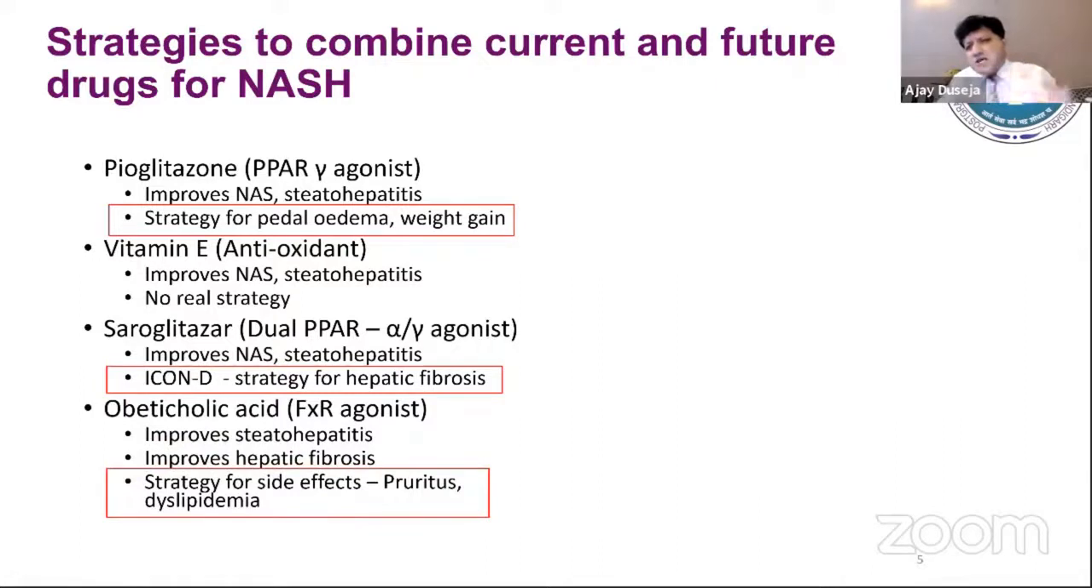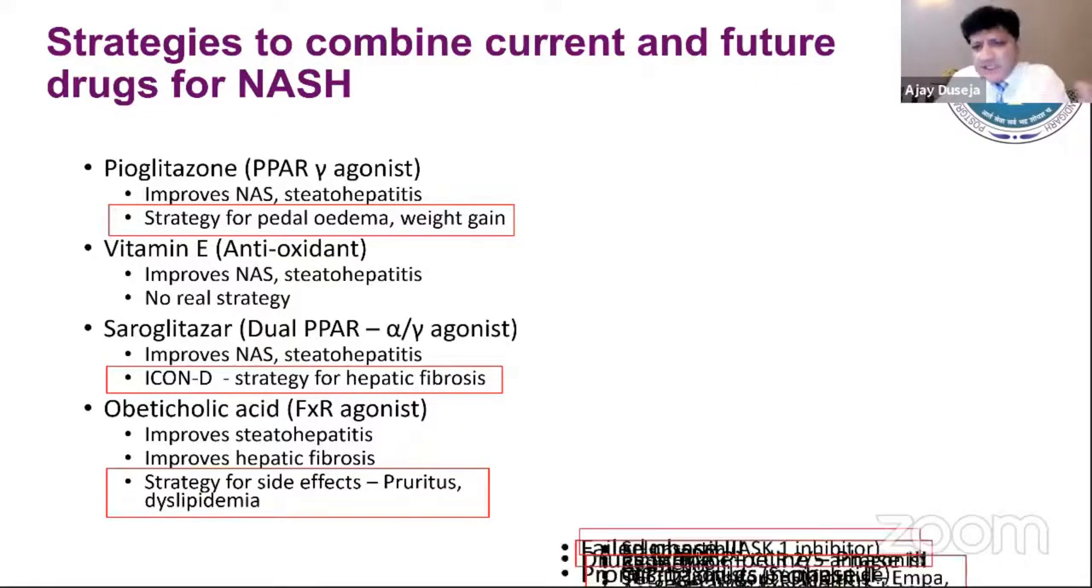Since these drugs are not recommended, what we have today about combination treatment are strategies: strategies to improve the efficacy, strategies to reduce the side effects. As I said, not even a single drug is approved, so obviously the combination is also still not approved. So we're just working on these combinations to see how we can improve the efficacy and how we can reduce the drug doses.